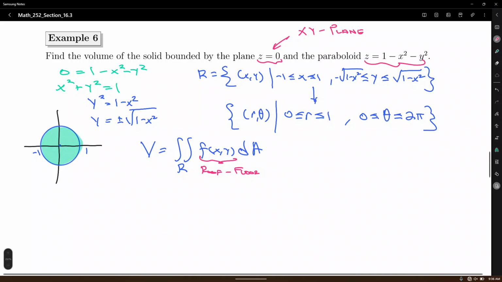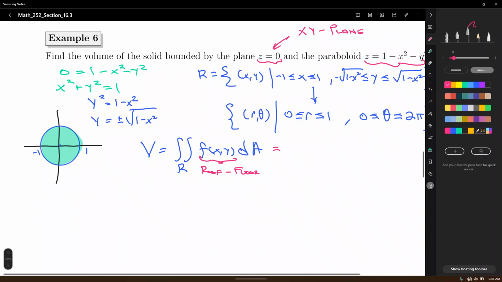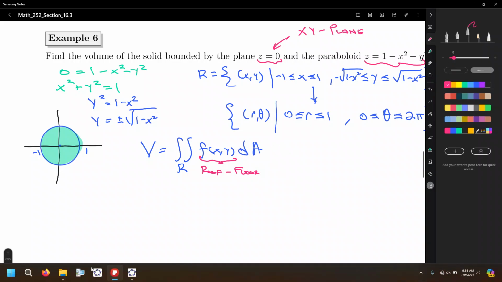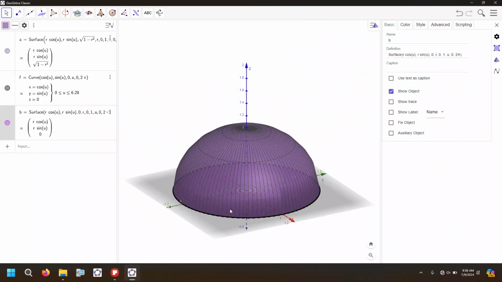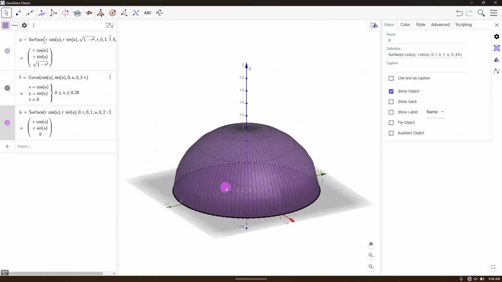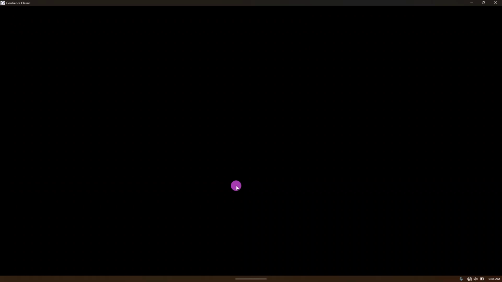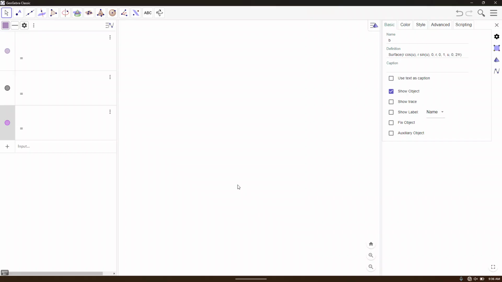Any ideas? Is the roof the square root of 1 minus x? Yes, that's correct. And the floor is the negative square root? Not okay. Let's have a look at the GeoGebra project. So the roof, isn't that the paraboloid? This paraboloid? Hey, come on. Yep. Hold on. I don't know why it always freezes.